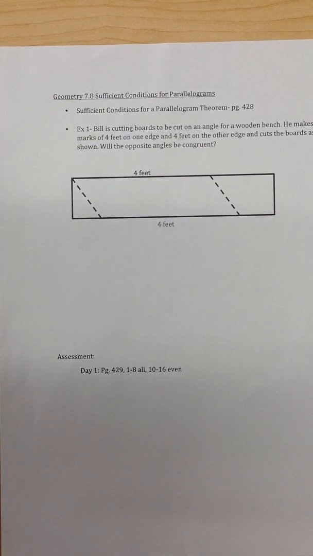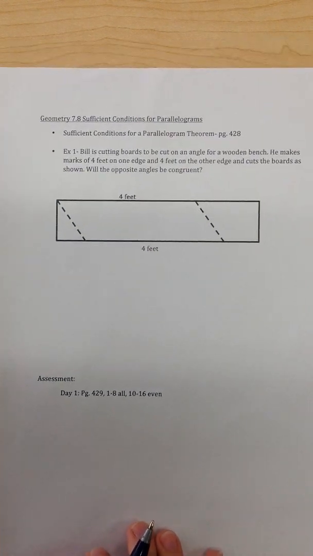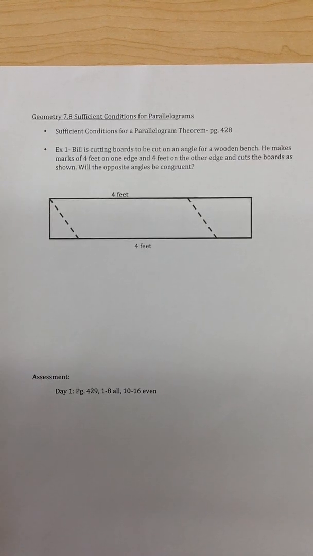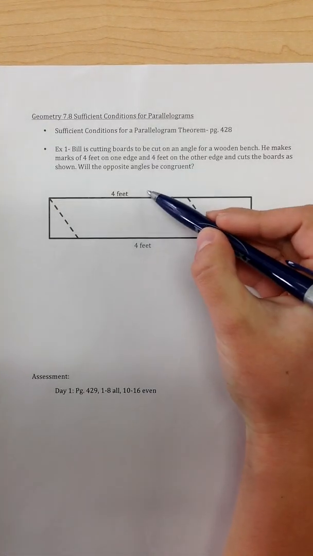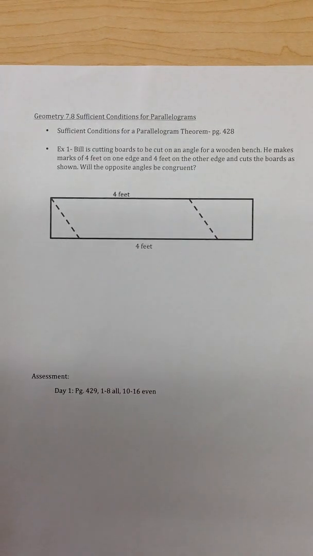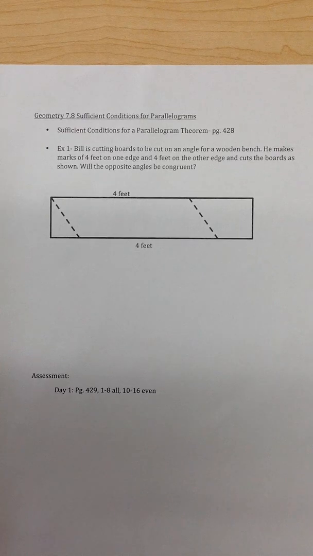Okay, so we've only got one example here. What it says is Bill is cutting a board on an angle for some wooden benches, and he makes marks of 4 feet on each edge. So on the top he's got 4 feet, on the bottom he's got 4 feet, and then he's going to cut the boards as shown. And they want to know, will the opposite angles be congruent?